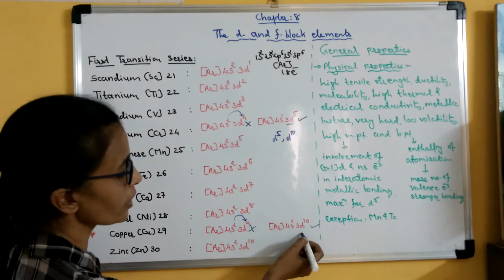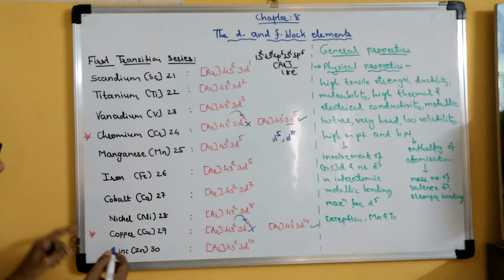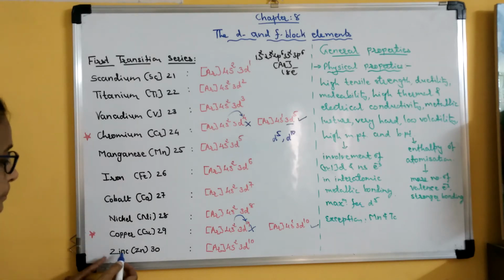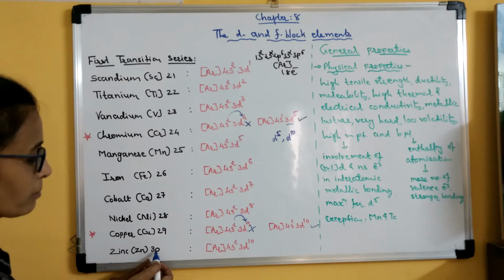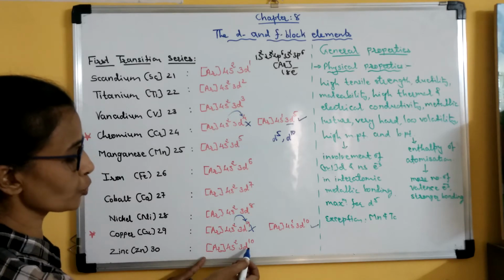And this configuration is very stable as d orbitals are completely filled up. So here copper is again the exceptional case. Clear? Then comes zinc. Symbol is Zn, atomic number 30. Electron configuration is argon 4s2 3d10.